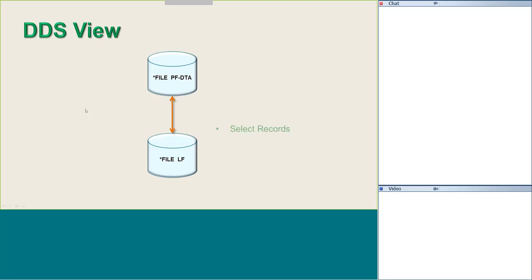Right, let's have a look at what you can do with a DDS view. You can select specific and certain records out of the physical file, i.e. you can create a logical view with a subset of the records. You can alter the sequence that you process those records in using a logical file.